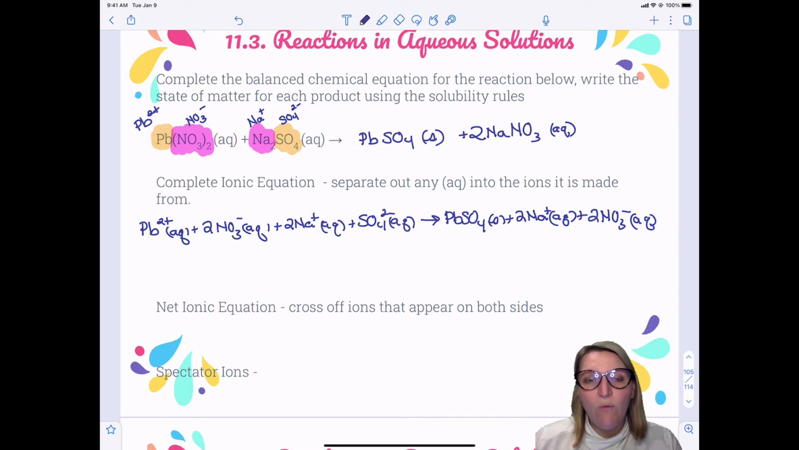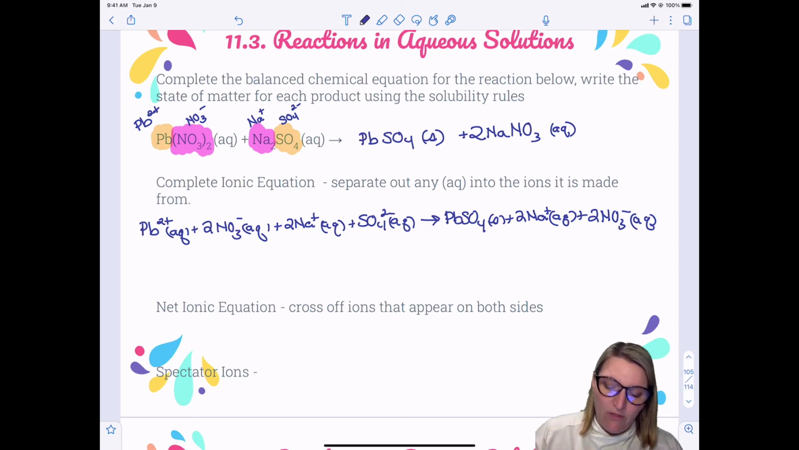Okay, so now, first of all, make sure that you have the right number of these ions. When it says 2NaNO3, that means 2Na+ and 2NO3−. Same thing down here. If it's Na2SO4, it separates into 2 sodium ions.